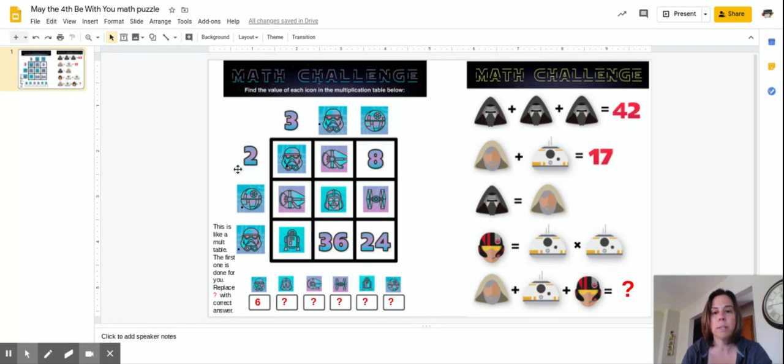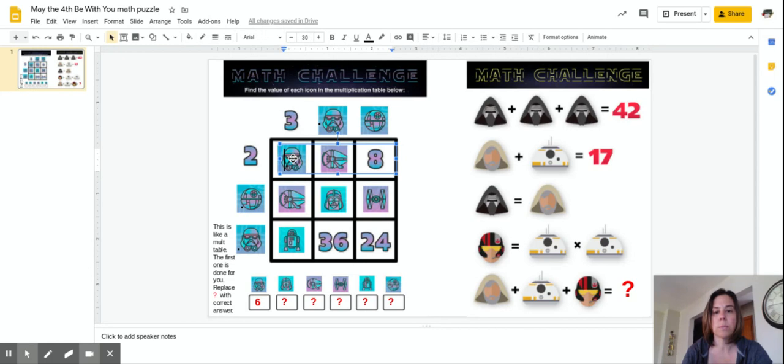But going through how to do this, it does work like a multiplication table. So we have 2 times 3 is 6. That's where the 6 comes from. And so now every time I see that guy, I can put in a 6. And that's going to make it a lot easier to finish the table.